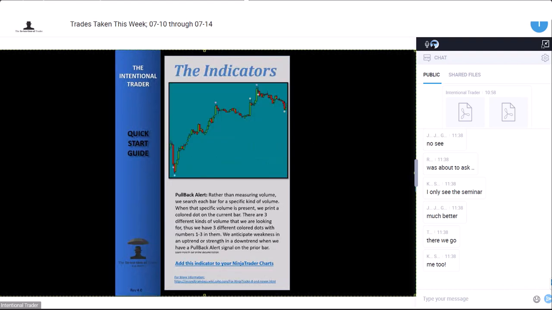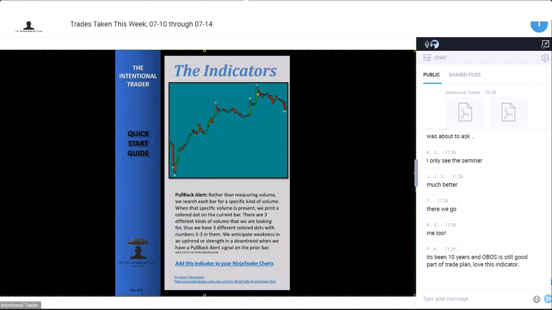All right, our pullback alert. Absolutely, Pam. Absolutely. It's a very strong part. When I start seeing things are OBOS and then the other indicators coming in, you almost can feel the excitement because you know something's about to happen. That's the same with this pullback alert.